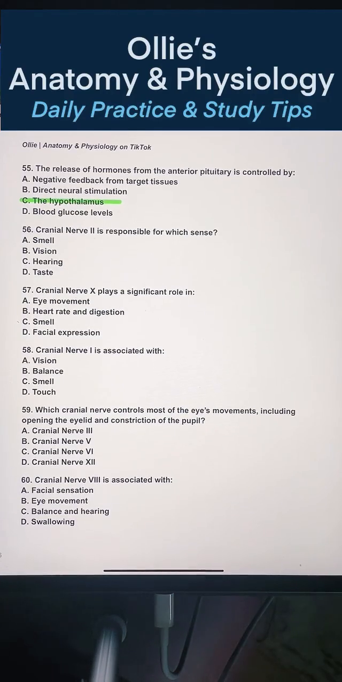Alrighty, moving on. We have some cranial nerve questions here, everyone's favorites. I know some of you are traumatized by the cranial nerve song. It lives in my nightmares to this day.